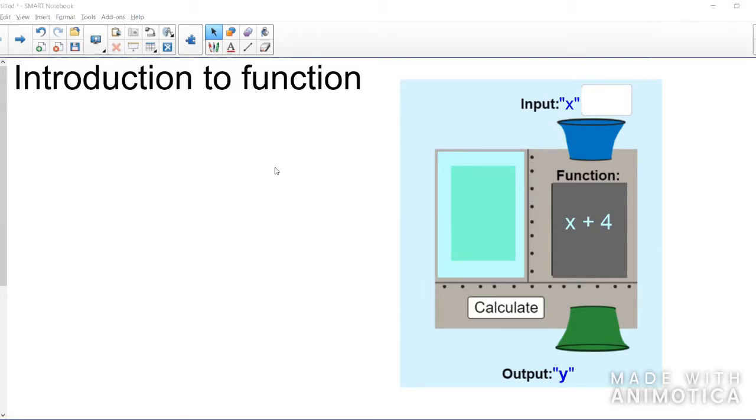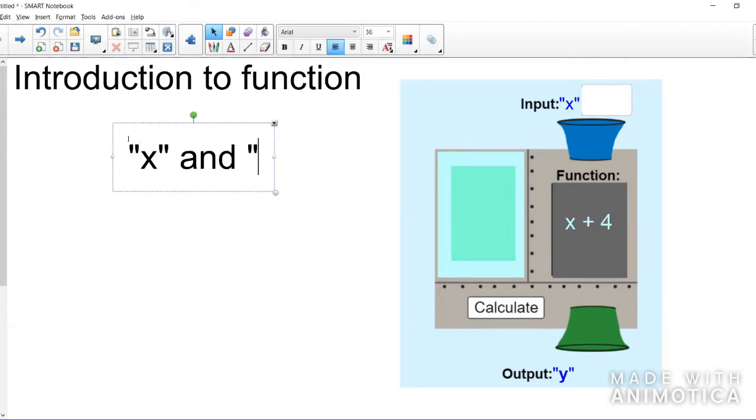Let's talk about functions. A function is a special type of relationship in which for every input there is a unique output. So what is that input and output, Mr. Barrett? If you remember in our past lessons, we talked about solving equations, linear equations, or even linear systems, and we were using the variables x and y.